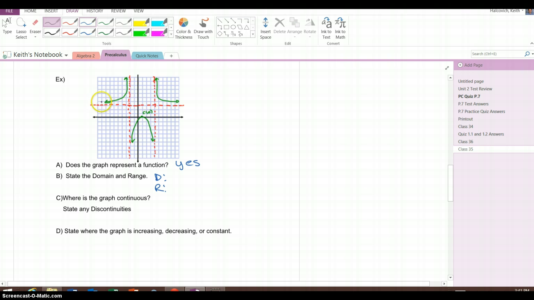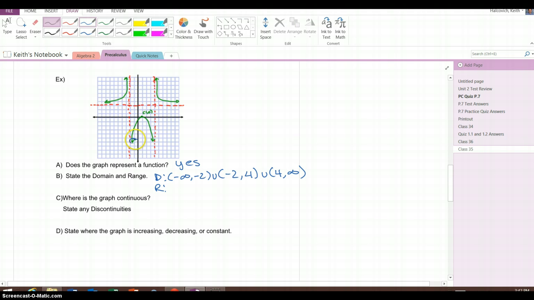Well, the domain, if you go from left to right, is all real numbers less than negative 2, because this is x equals negative 2 right here. And then it picks up again from negative 2 until you get to the next vertical asymptote, which is positive 4. And then from positive 4 on to infinity, it is also on the x-axis.